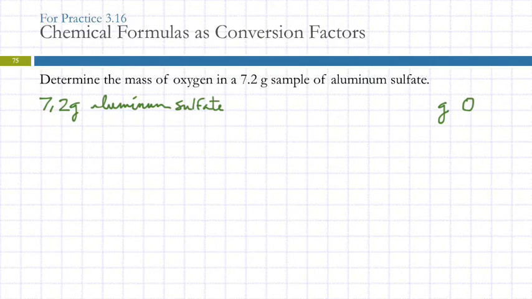We need moles. We need a mole ratio from the formula, which we weren't given. Got to figure out the formula. What kind of a compound? Molecular, ionic, or acid? Ionic, because aluminum is a metal.